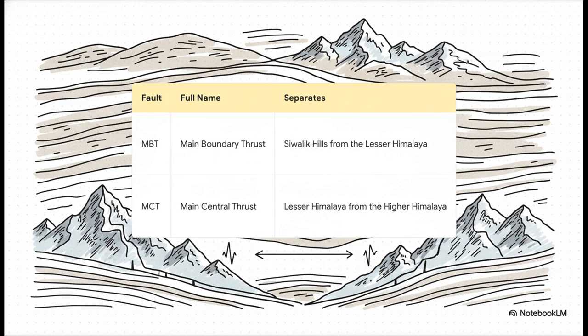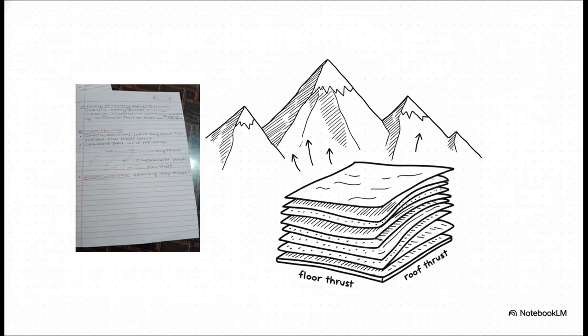The first one is the main boundary thrust, or MBT for short. That's the fault that divides the foothills we just left from the Lesser Himalaya. Then, as we keep going north, we hit the next big one, the main central thrust, or MCT. This one is the gateway to the really high peaks, the higher Himalaya. Now, these faults aren't just one clean break in the rock.